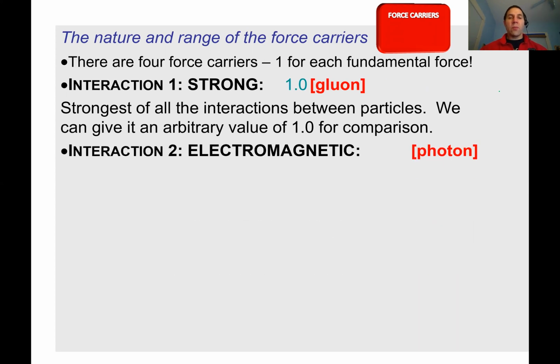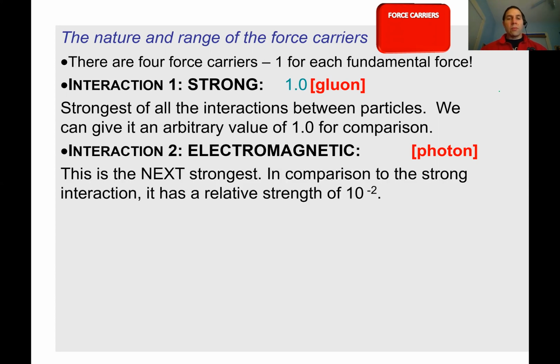Okay, so the second fundamental force we want to make sure we understand is the electromagnetic force. And the force carrier for that, I already mentioned, is the photon. And so by comparison, if the strong nuclear force has a value of 1, the electromagnetic force has a value that's 1/100th of what the strong force is, or 10 to the negative 2. So it's significantly less powerful than the strong force.